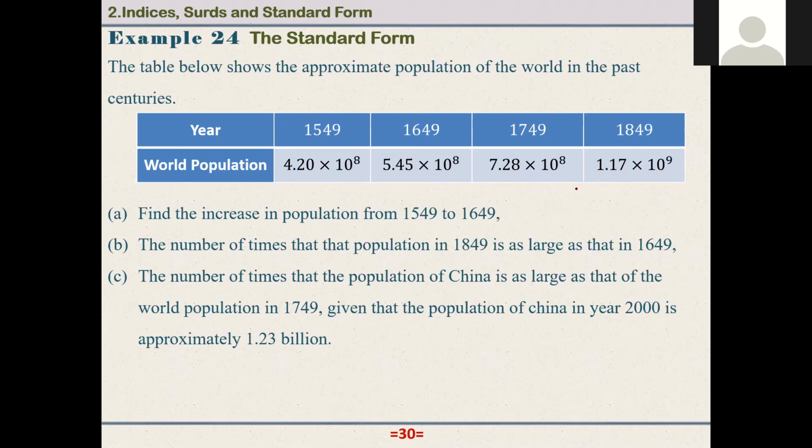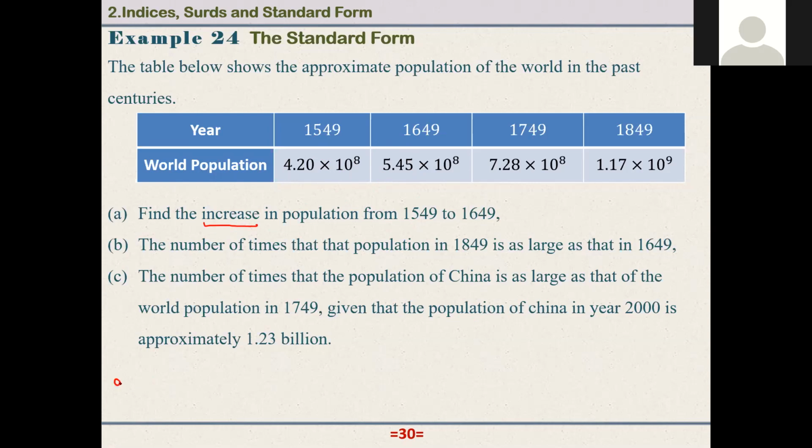Question A. Find the increase in population from 1549 to 1649. How do you find that? We should just subtract, right? To find the increase, we need to subtract. So we need to subtract this number from this number because it says find the increase, right? How many people increased during this 100 years?